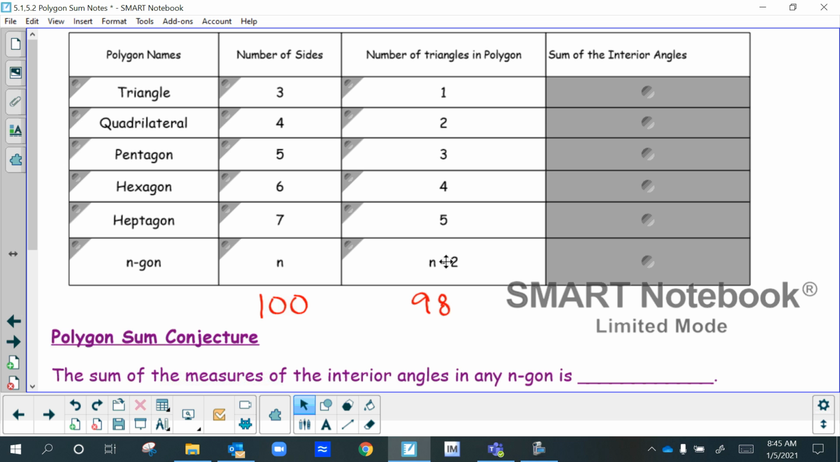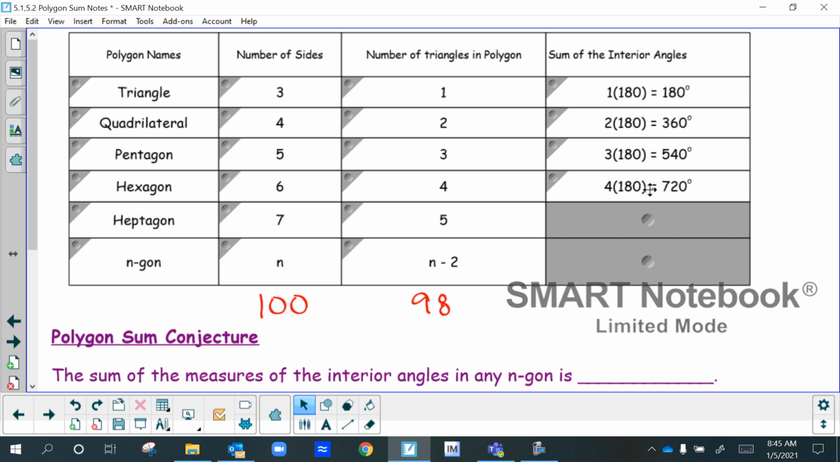So what is the sum of the interior angles? That one you already know. We just did those. What would it be for the heptagon? All we have to do is 5 times 180, which is going to be 900. And so for any polygon, any n-gon would be n minus 2 times 180.